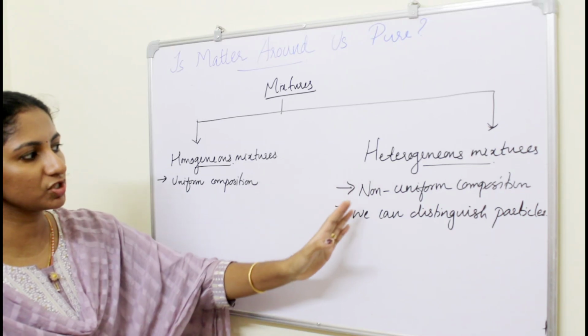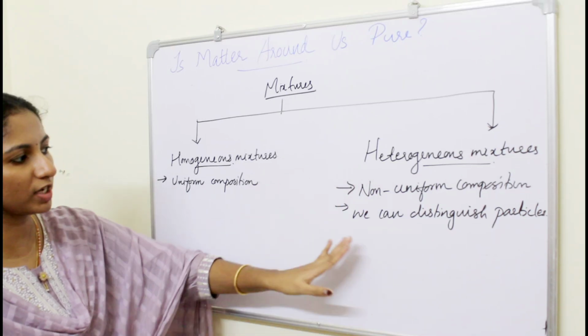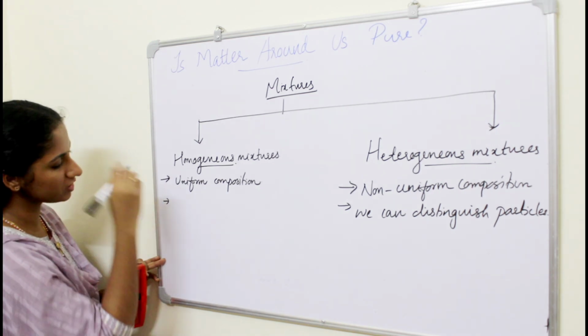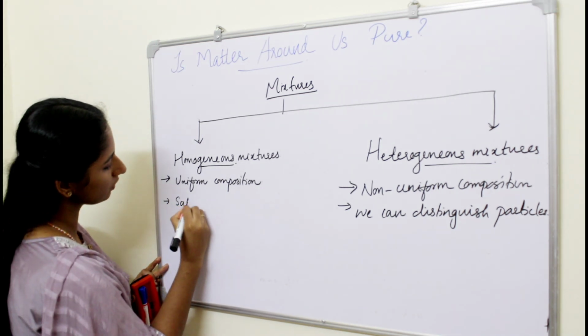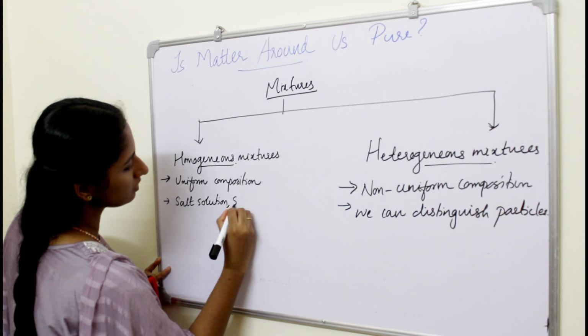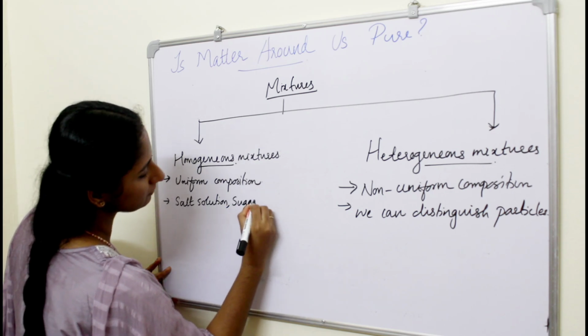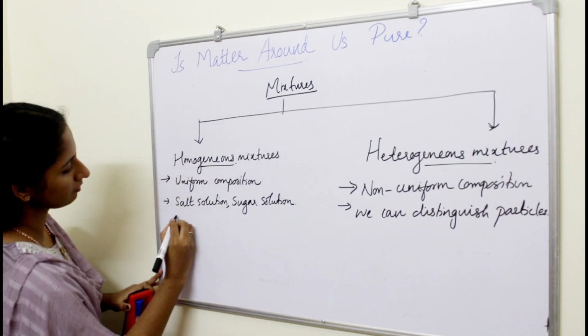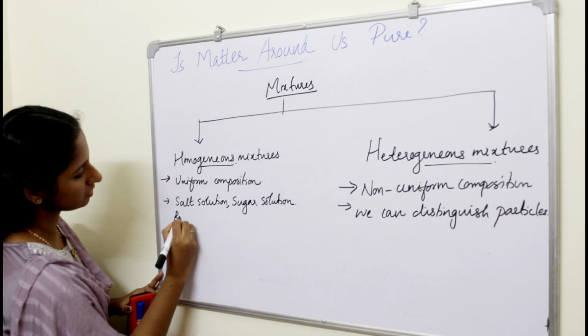In heterogeneous mixtures, there is a non-uniform composition and we can distinguish the particles. Examples of homogeneous mixtures are salt solution, sugar solution, brass, etc.